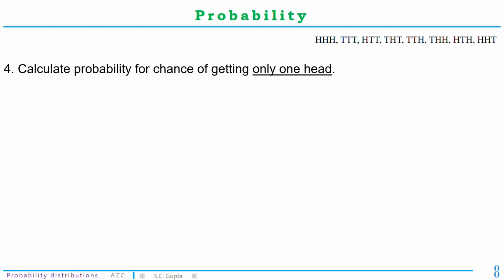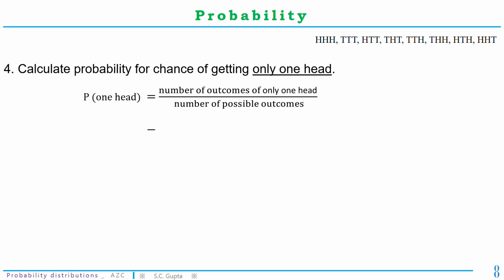Calculate probability for chance of getting only 1 head. Probability of getting only 1 head is number of outcomes of only 1 head divided by number of all possible outcomes. Probability of getting only 1 head is 0.375.